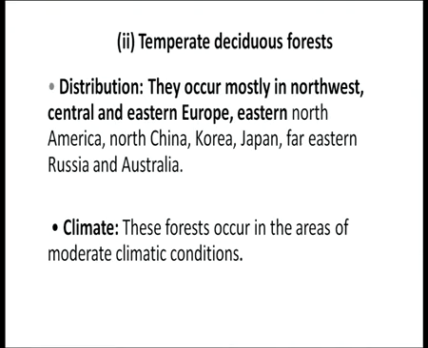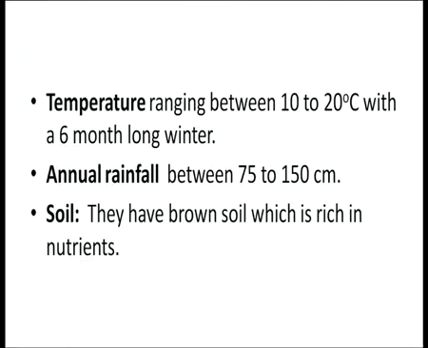The temperate deciduous forests occur mostly in northwest central and eastern Europe, eastern North America, North China, Korea, Japan, far eastern Russia and Australia. The climate of these forests has moderate conditions with respect to temperature and humidity. Temperature ranges from 10 to 20 degrees with 6 months of long winter. The annual rainfall ranges from 70 to 150 centimeters. The soils are rich in nutrients and they are brown in color.